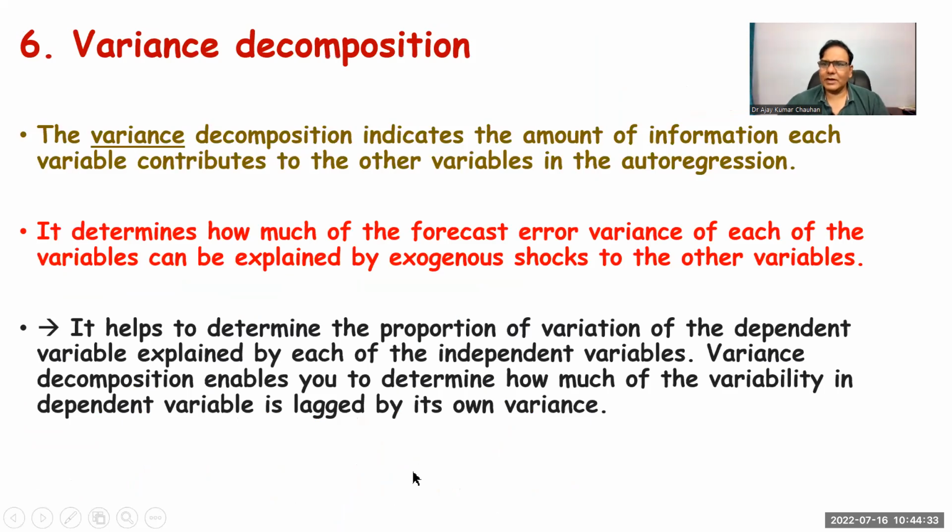Variance decomposition has two meanings. Number one, this is decomposition. Decomposition of what? Of the variance. Variance of what? The variance of the error term. So variance decomposition explains the decomposition of the variance of the forecast error. It will tell you what proportion of the variance of a variable is explained by other variables.